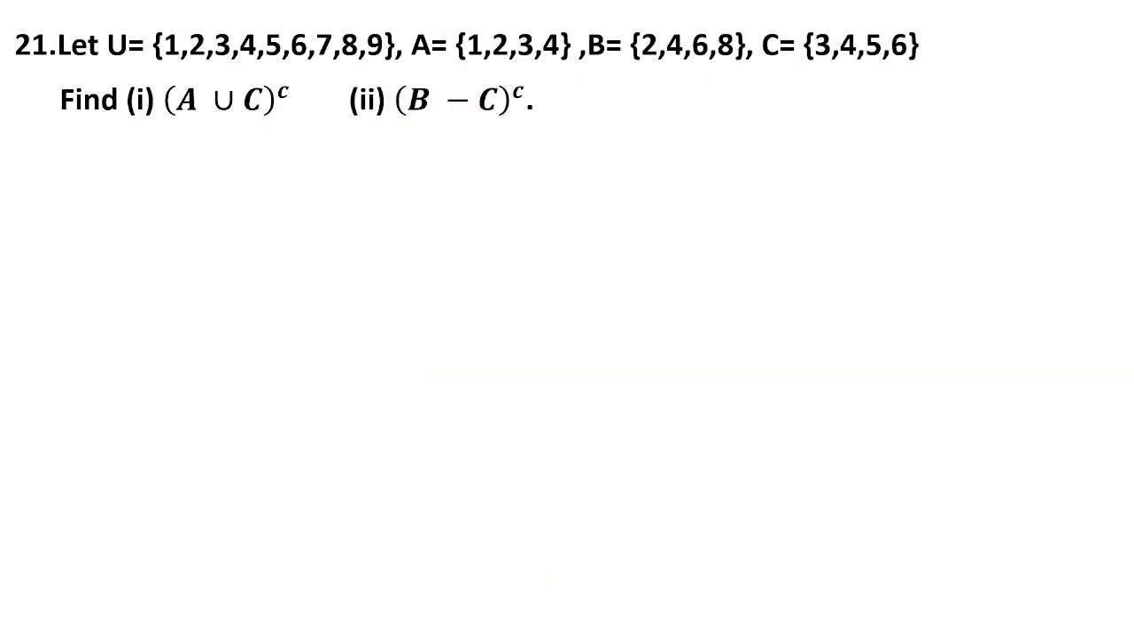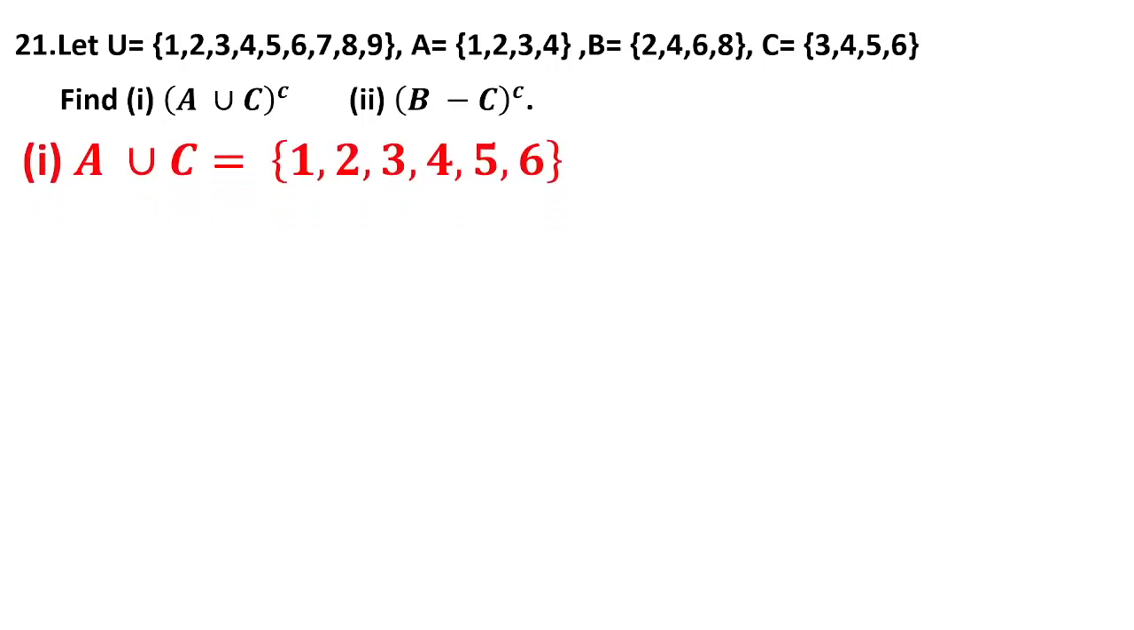Let us move on to the next subdivision, that is section B. U is given, A is given, B is given, C is given. You have to find (A union C) complement and (B minus C) complement. Let us find A union C. Very simple: 1, 2, 3, 4, 5, 6.